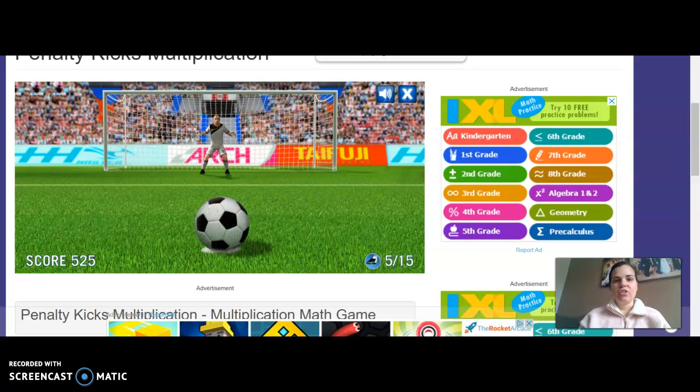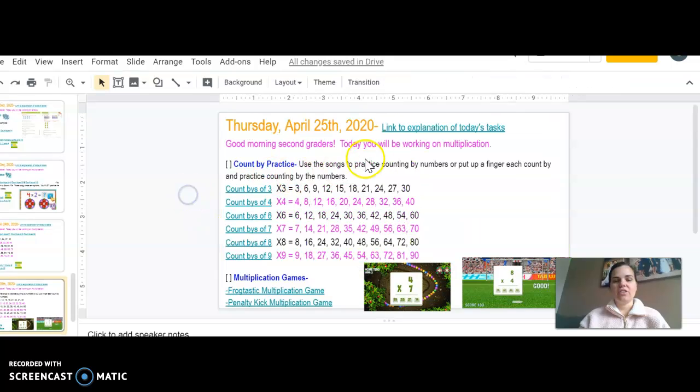Okay, so your task today is to practice your count bys of 3s, 4s, 6s, 7s, 8s, and 9s. And then you have 2 different games that you can go ahead and play to practice your multiplication facts. But you have to make sure that you are looking at your sheet and putting up a finger each time so you're practicing, because it's not helpful if we're just guessing and we're practicing incorrectly. So we need to practice those count bys, putting up our fingers.